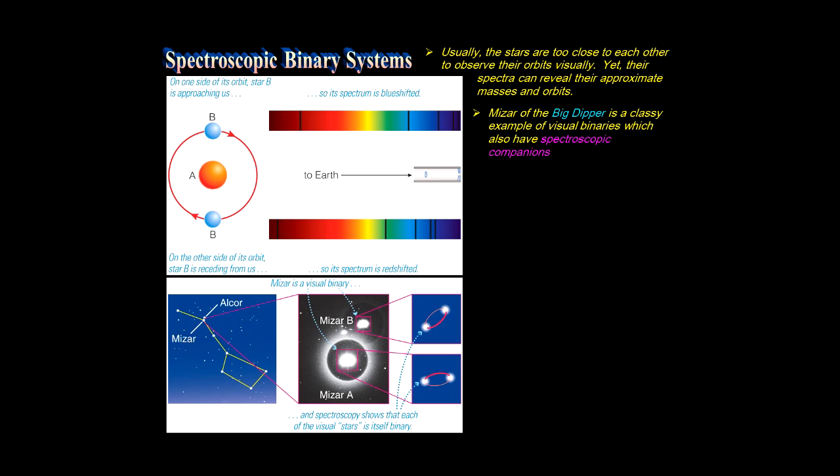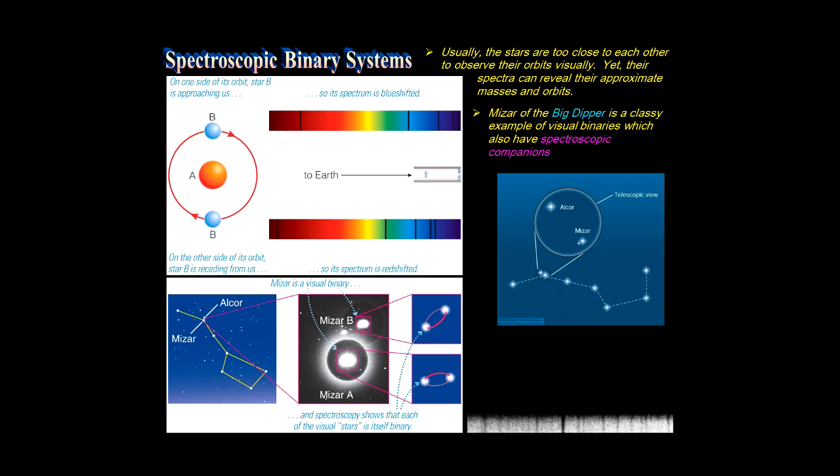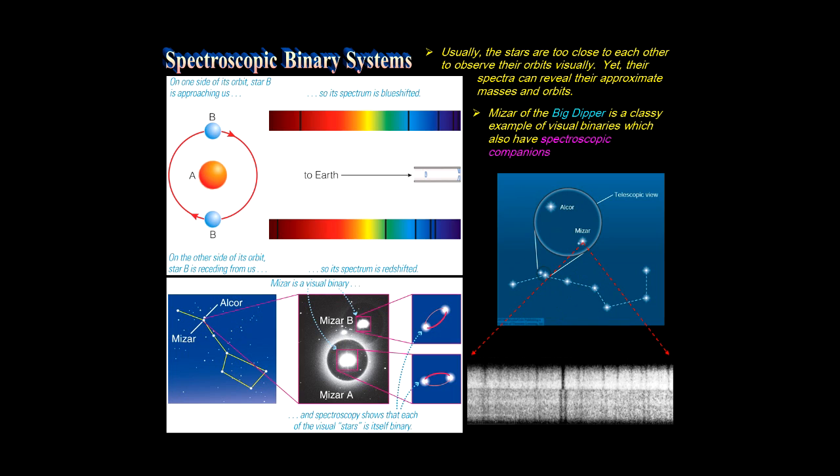But Mizar itself, through a relatively inexpensive telescope, can be separated visually. It's a visual binary, Mizar A and B. But that's not all there is to the story, because both Mizar A and Mizar B are binary systems in their own right. However, that is only revealed spectroscopically, as we just discussed. They're too close to separate visually.